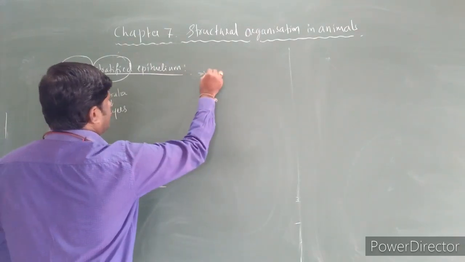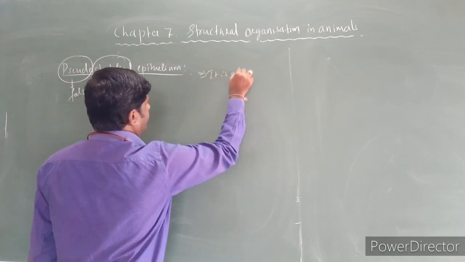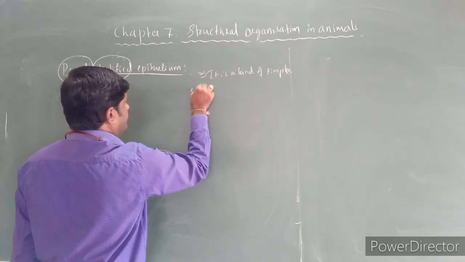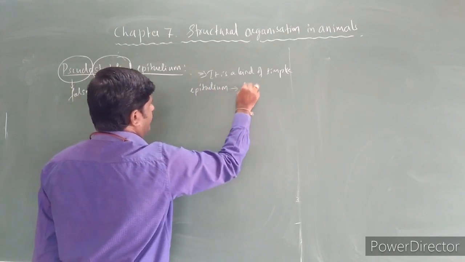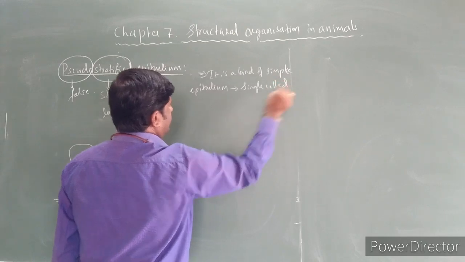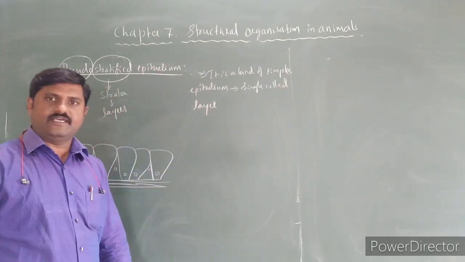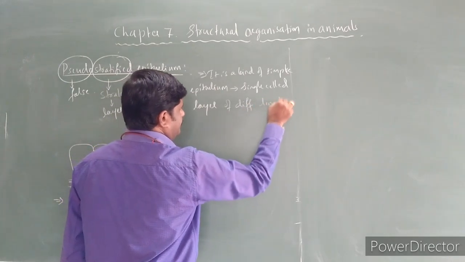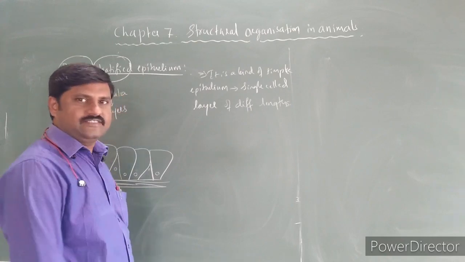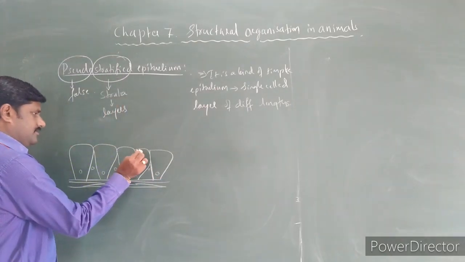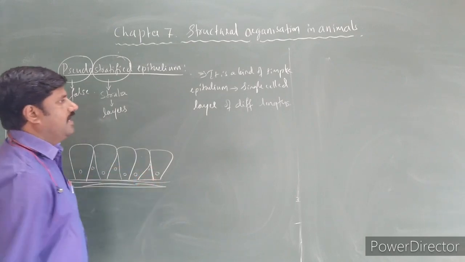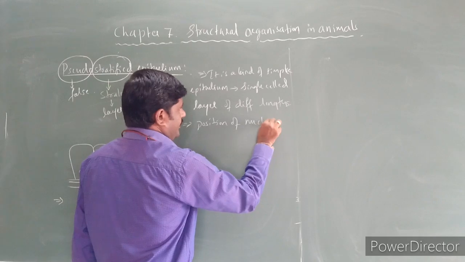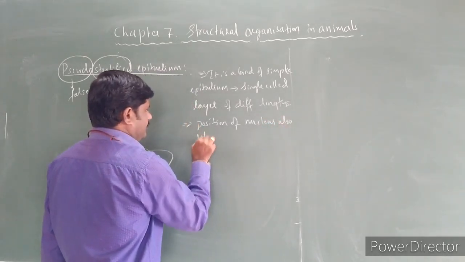So what is the first point? It is a kind of simple epithelium, which is made up of a single cell layer of different lengths. Cells have different lengths. So this is tall, this is short. So like this, and the position of the nucleus also differs.